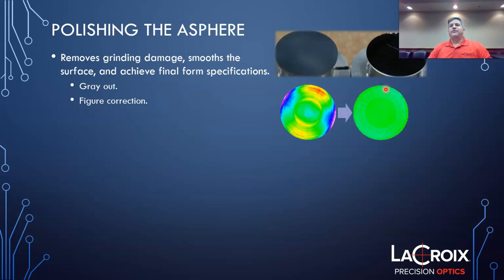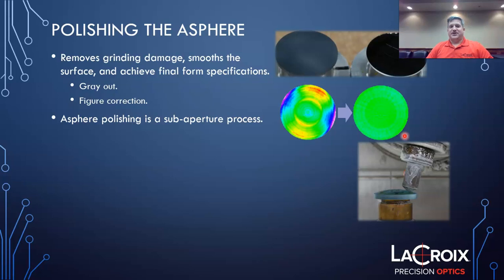Then from there, we're going to do figure corrections. What we do there is we measure the ASPHERE. What does it look like after grayout? And we feed that into the machine. So this is what our part looks like after grayout. We have some astigmatism. Okay, we need to correct that. So we feed that into the machine, and we achieve our wonderful surface that meets all the specifications you could ever want.